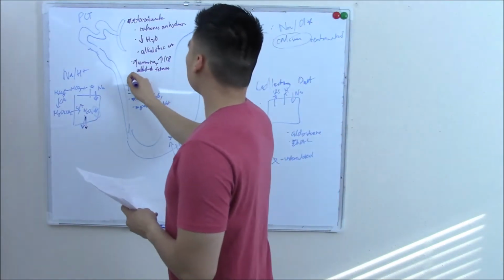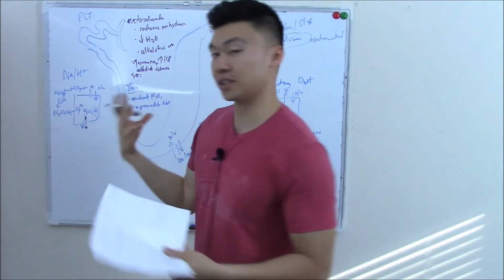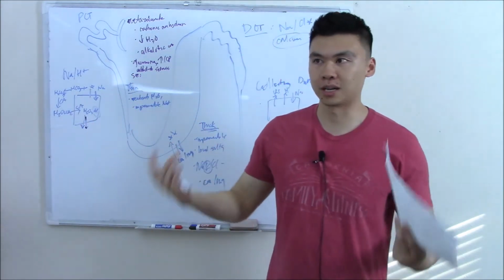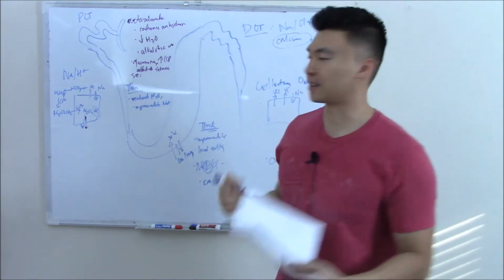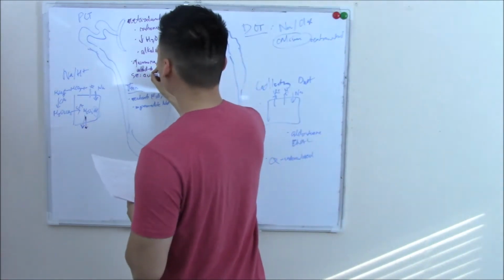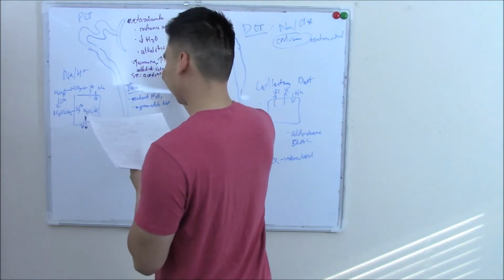What are some side effects? You can imagine there can be too much of a good thing. You can pee out too much alkalotic urine. You become acidotic. So side effect, acidosis. That kind of makes sense.